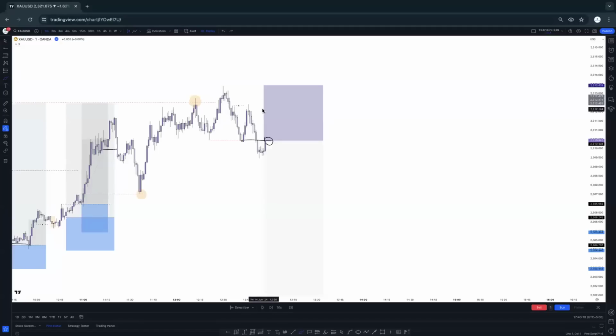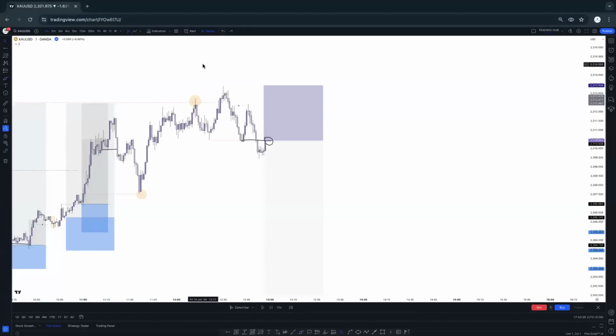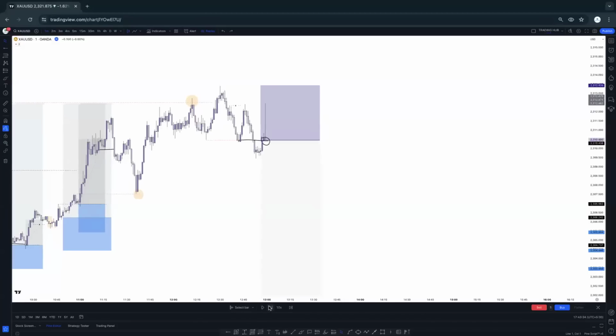But we are not interested in buyers because the price already tapped on the higher time frame POI. So that's why we are not interested at this point. But if the market creates any bullish confirmation in the lower or higher time frame, we can plan for the buy. Okay, so let's see what happened next after this one.